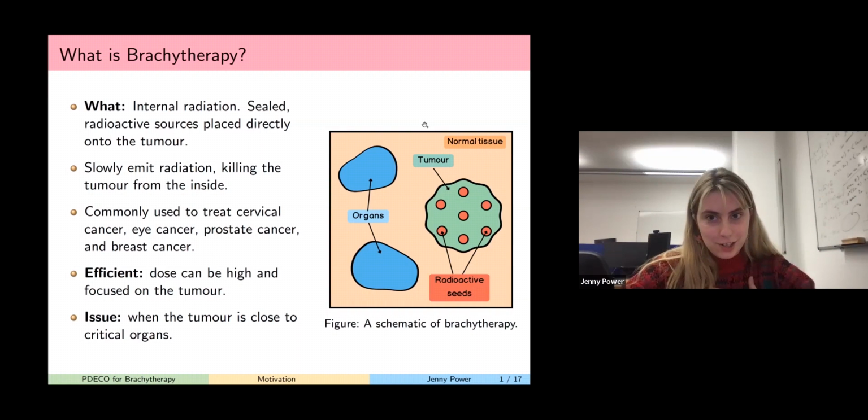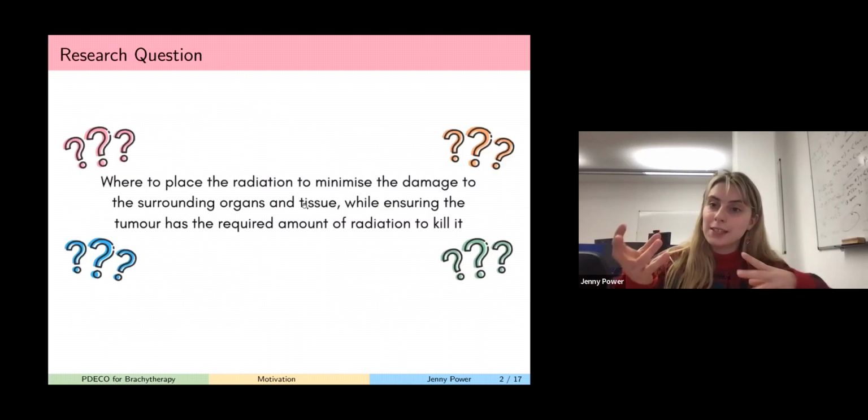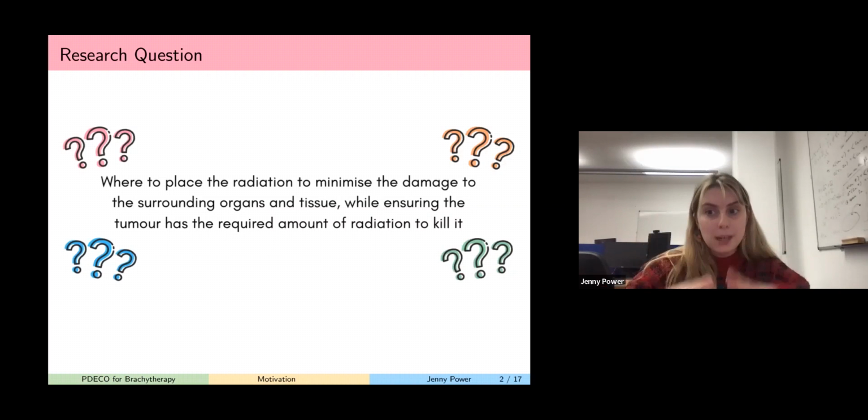My research question essentially is, where can we place these radioactive seeds so that we minimize the damage to surrounding organs and healthy tissue, while still ensuring that the tumor has enough radiation to kill it? So it's kind of like a balancing act. We want to make sure that the tumor is gone and that our treatment is effective and that we can eradicate the tumor fully, or as much as we can, but we don't want to cause excessive damage to any of the surrounding structures.